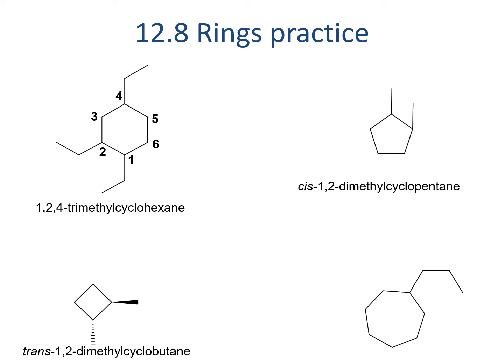The final molecule should actually be easier. It just has one group. Because it just has one group, we don't need a number, and the name is simply propyl cycloheptane.